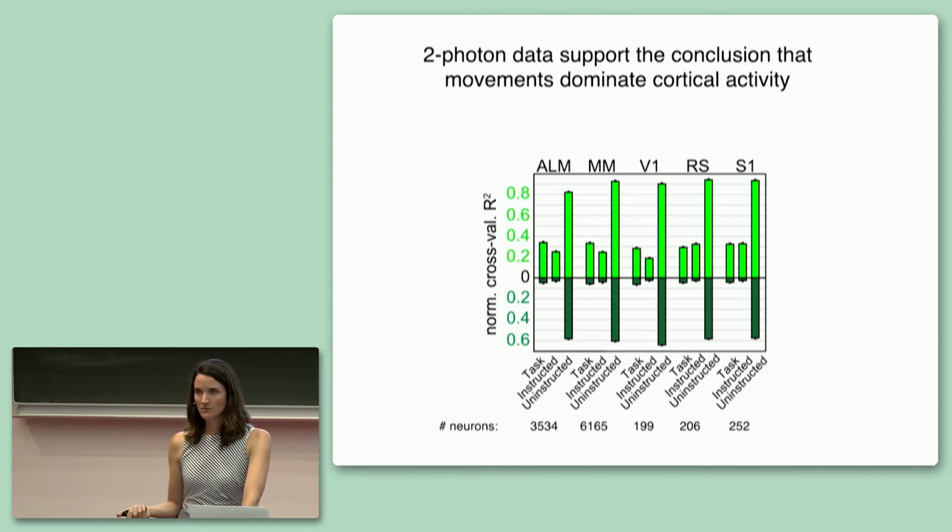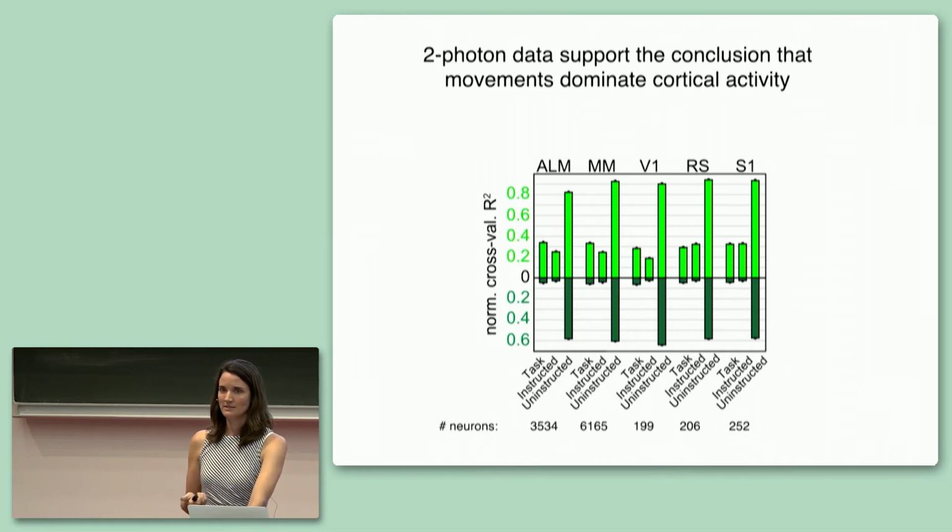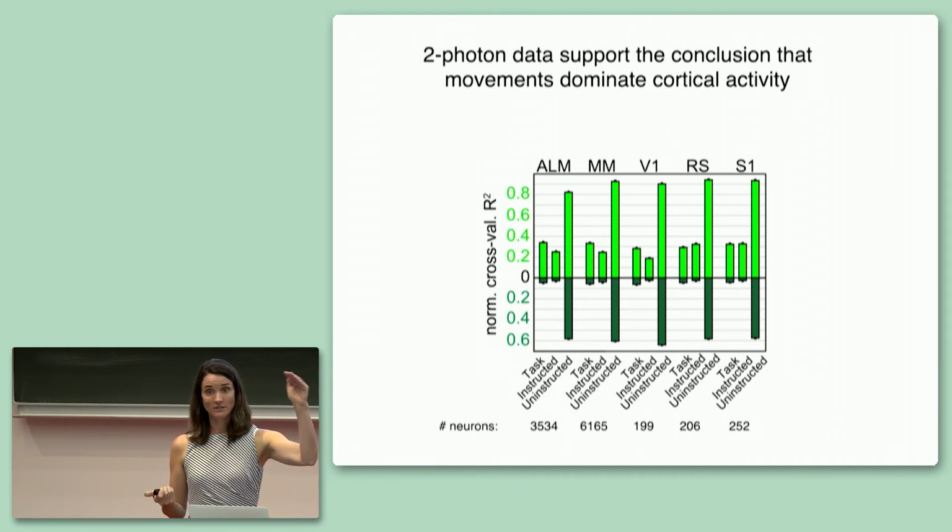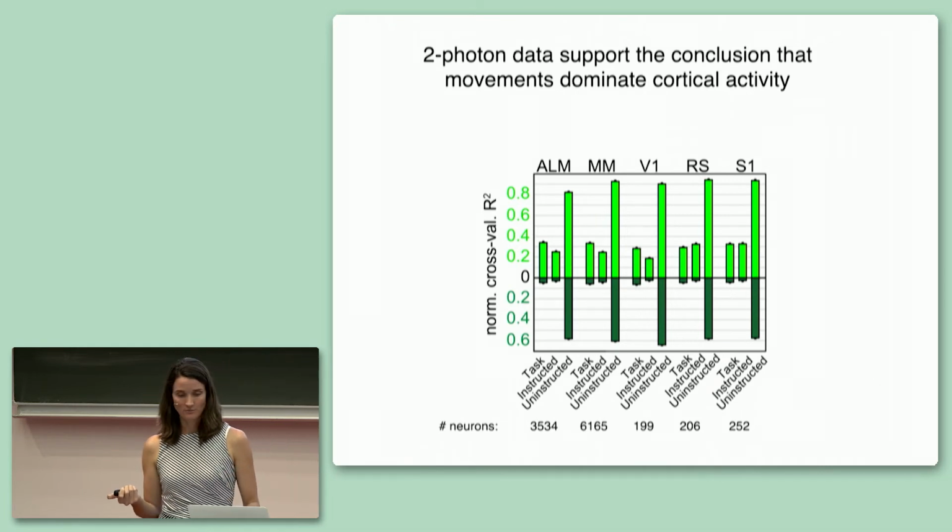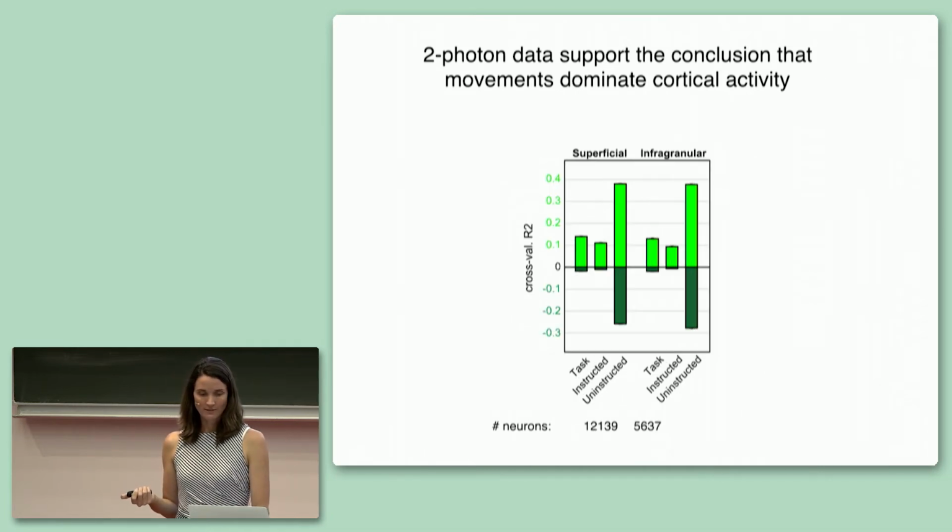So everywhere we looked with the 2-photon, we still found that you really needed to have the movement signals to understand the neural activity. One really nice feature about measuring neural activity with the 2-photon is that you can focus the microscope to different depths. And this allows you to tackle head-on the question of whether superficial versus deep neurons in deep layers differ in the extent to which they reflect movements. We did not find much of a difference.